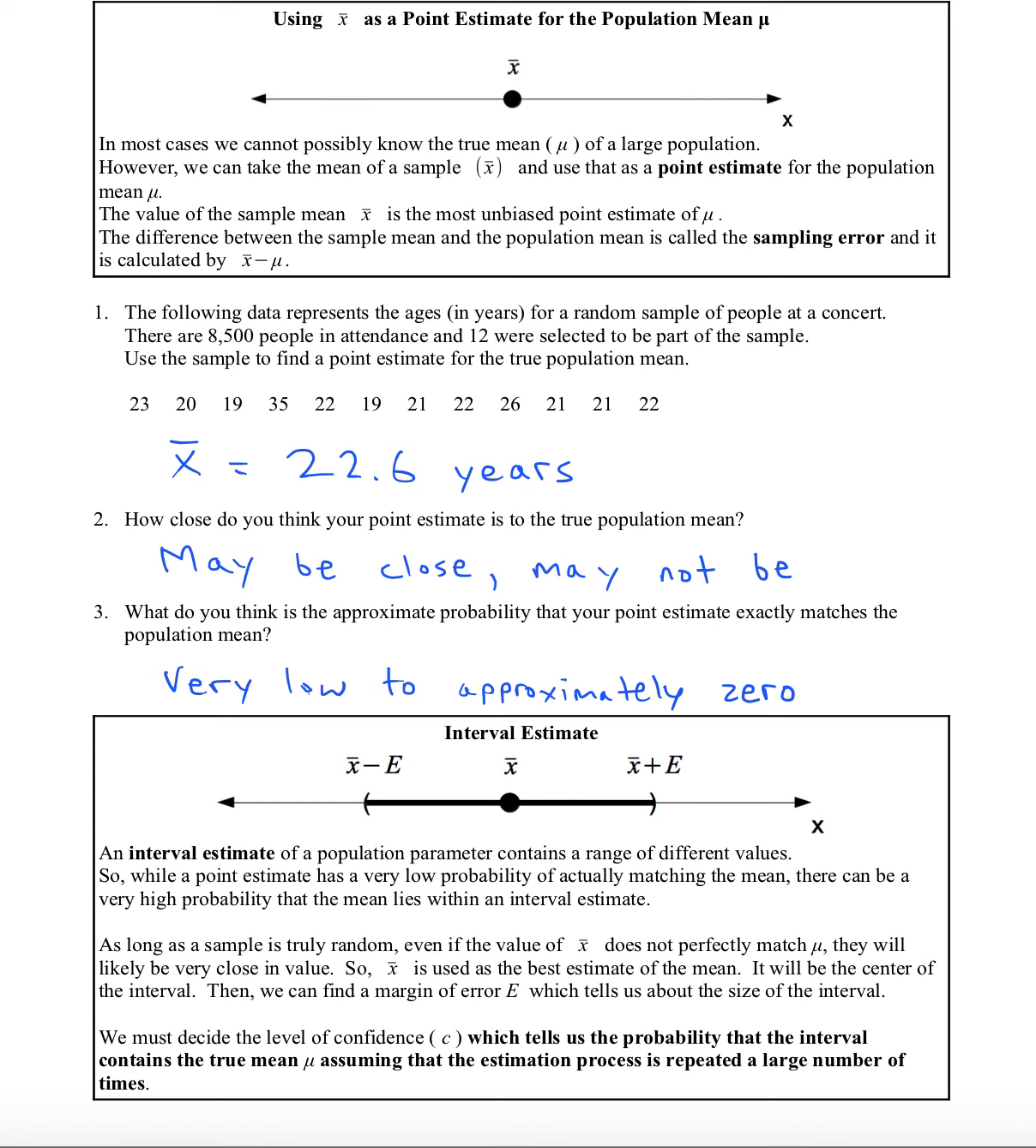We can actually have much higher confidence in our guess if we use an interval estimate instead of a point estimate. Pictured below is an example of an interval estimate. It contains a range of different values. So whereas the point estimate has a low probability of actually matching the mean, there could be a very high probability that the mean lies within this interval estimate.